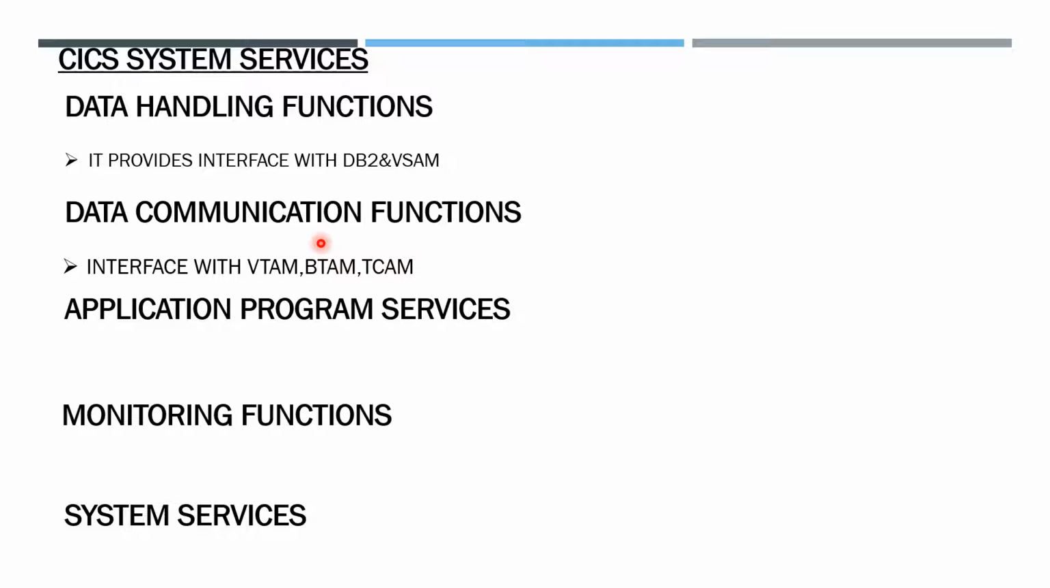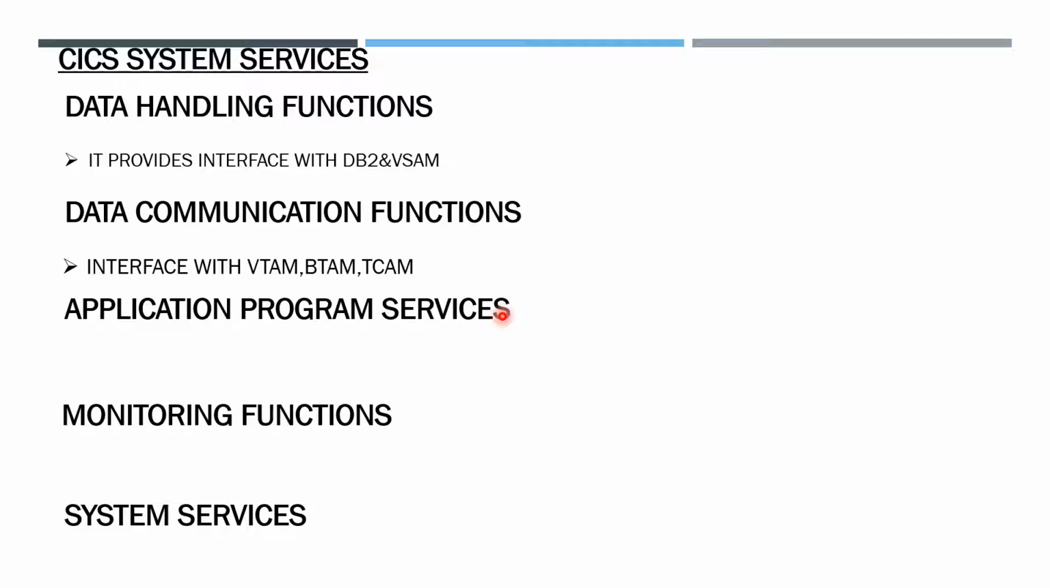BTAM and TCAM are outdated. Now we are using VTAM. The user will connect to VTAM, and from VTAM the user is connected to CICS, accessing CICS and CICS resources, performing transactions, accessing the CICS database and invoking the CICS applications.